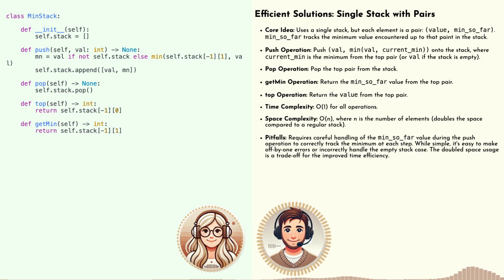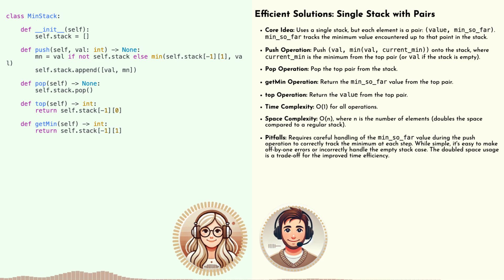Makes sense. Now let's say we push the number 2. Okay, so now we compare the new value 2 to the current minimum, which is stored as the second value in the top pair of the stack. Which is 5 in this case. Since 2 is smaller, we update the minimum. So the pair we push onto the stack becomes (2, 2). Okay, I see. So that second value in each pair is always tracking the running minimum as we go. And this works even as we push more elements.